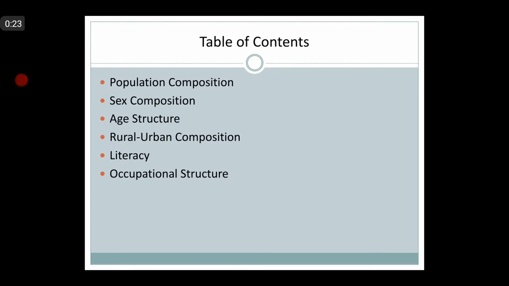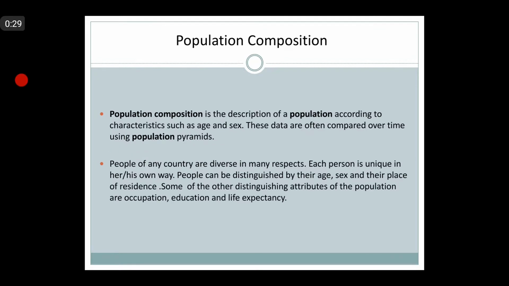Before we go to this topic, age structure, let me tell you once again about population composition and sex composition. What is population composition? In fact, population composition is the description of population according to characteristics such as age and sex. These data are often compared over time using population pyramids, isn't it?